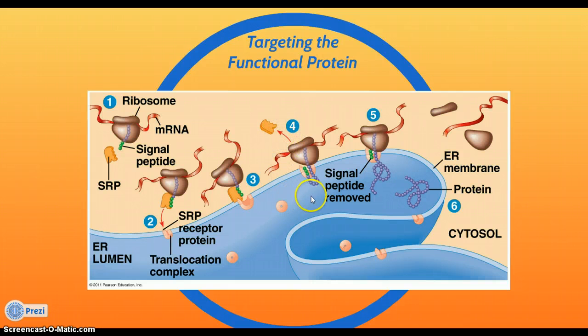When the SRP leaves, polypeptide synthesis resumes and starts to go into the ER lumen, with the signal peptide still in the receptor protein. The signal cleaving enzyme then cuts off the signal peptide, and the remaining peptide folds into its final conformation and completely enters the lumen.